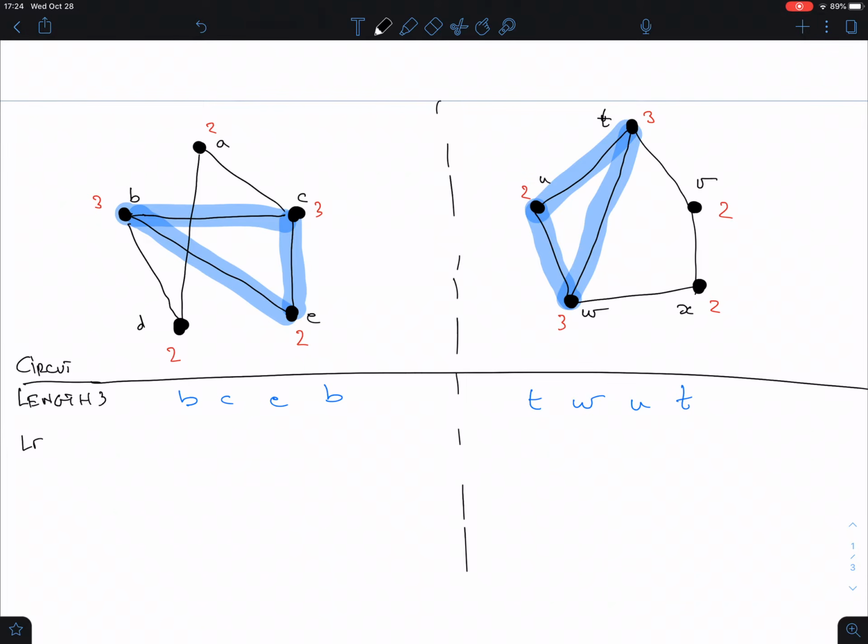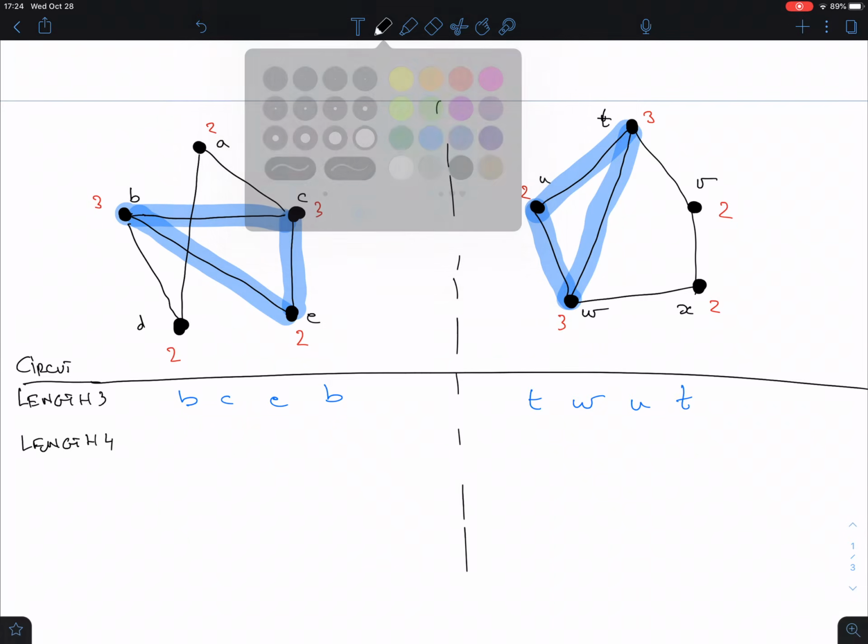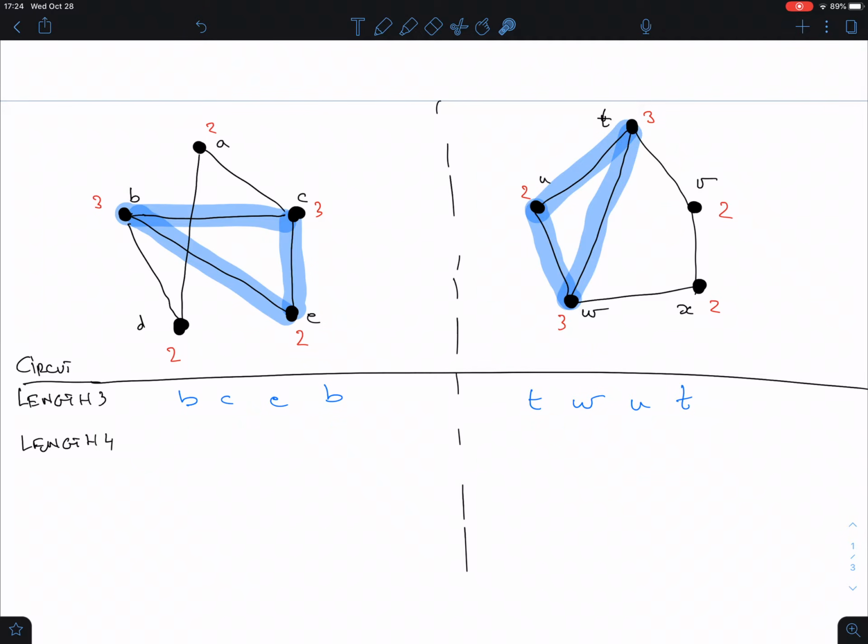So now the one of length 4. Well, for length 4, I see there are probably a few, right? There's 1, 2. No, this is not one. No, perhaps it's 1, 2. Oh yeah, this one. 1, 2, 3, 4. There's one here. So let me highlight that one. I'll do this in green. So 1, 2, 3, 4.